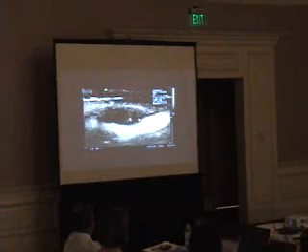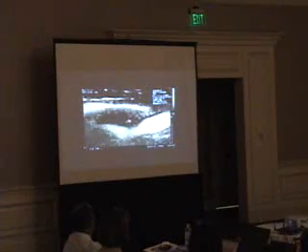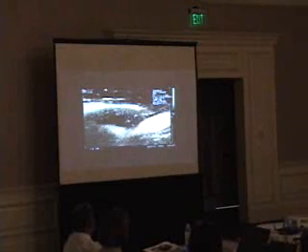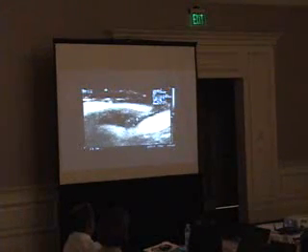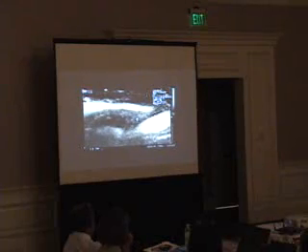This is from the University of Rome. This is the adventitial surface of the carotid artery. This is a plaque that's not that vascular, but it's very large. So now I've shown you a very small plaque that's very vascular, and a very large plaque that's quite avascular.